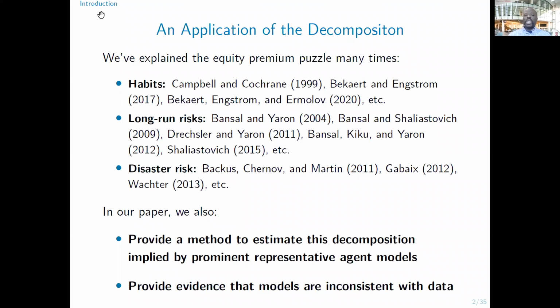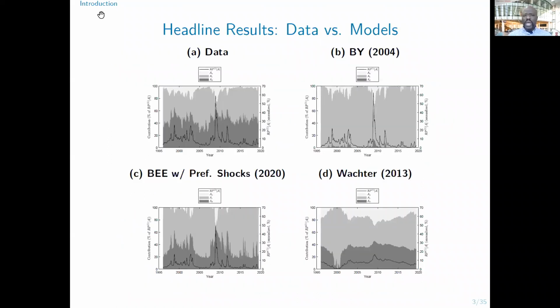Okay, so let me give you headline results. I will get back to this later on and give you more details. So here you have many graphs. Let me go over this slowly. The first graph, the top left graph in panel A, plots the total conditional risk premium, and also the contribution of each component of the decomposition to the total risk premium.